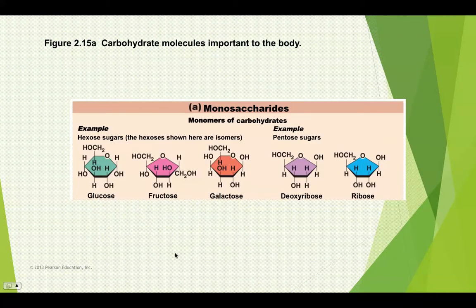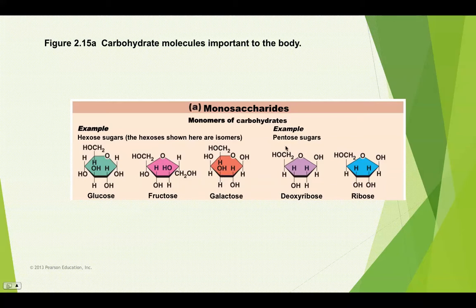And here is a figure that shows some of these monosaccharides or simple sugars, the monomer of carbohydrates. These are hexose sugars. Hexose means 6. So we've got glucose, fructose, and galactose. I'm not going to ask you to memorize the chemical structures here, but these are called isomers. They are all the same atoms, but they're arranged somewhat differently from one another.